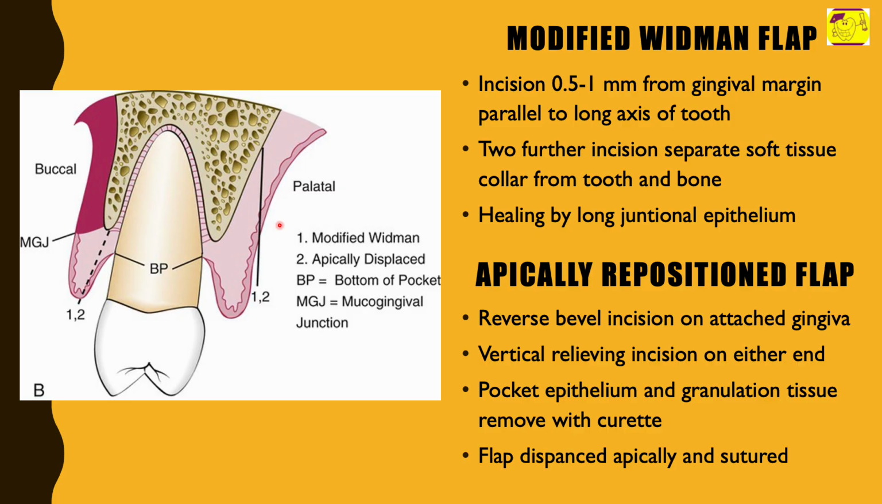The second is the apically repositioned flap, where you will do a reverse bevel incision on the attached gingiva, and there is a vertical relieving incision on either side, and the pocket epithelium along with the granulation tissue is removed with a curette, and the flap is displaced apically and then sutured. So these are the two commonly used flaps in periodontology.